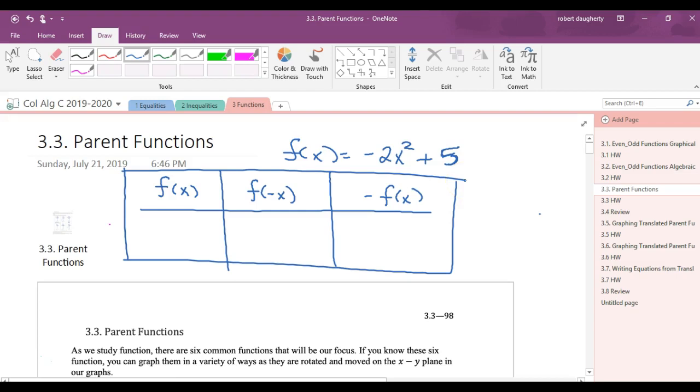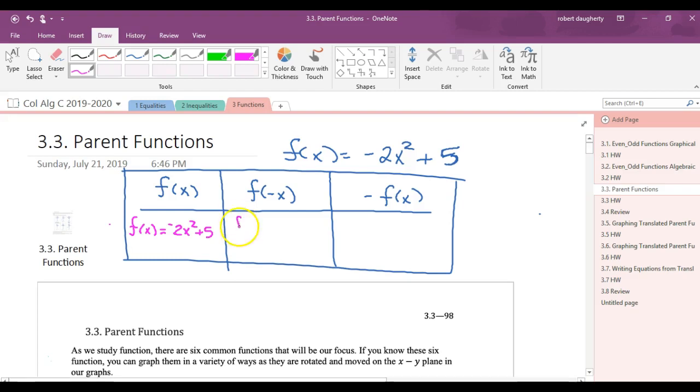Okay, and then what do I do? So the first one, you should be able to copy this one down. This is negative 2x squared plus 5. That is f of x. Then I need to find what? Right, I've got to find f of negative x.